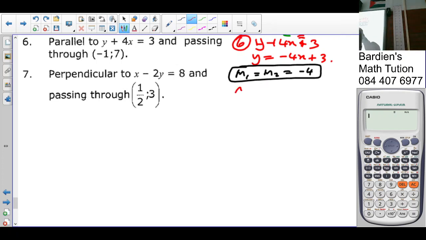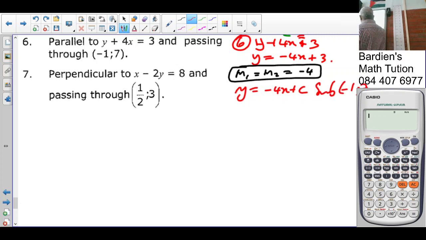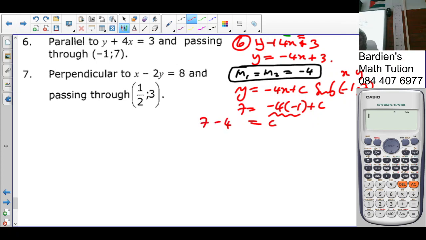So what do we say? y is equal to negative 4x plus c. So what do we do? We substitute negative 1 and 7 for x and y. So it's going to be 7 is equal to negative 4 times negative 1 plus c. That is positive 4, not so? Take it over, it becomes 7 minus 4 is equal to c. So c is 3. By equation, y is equal to negative 4x plus 3.